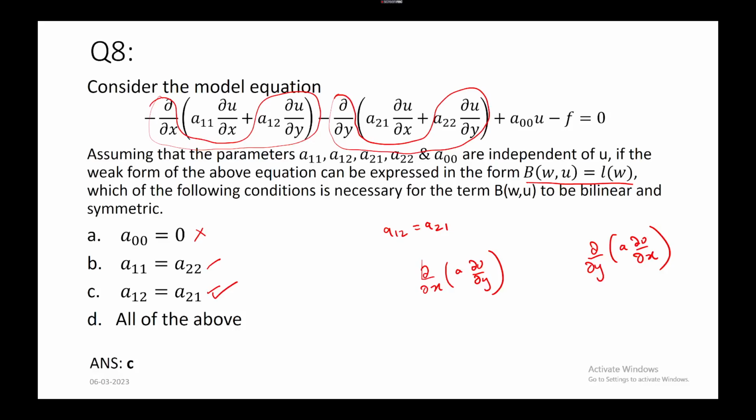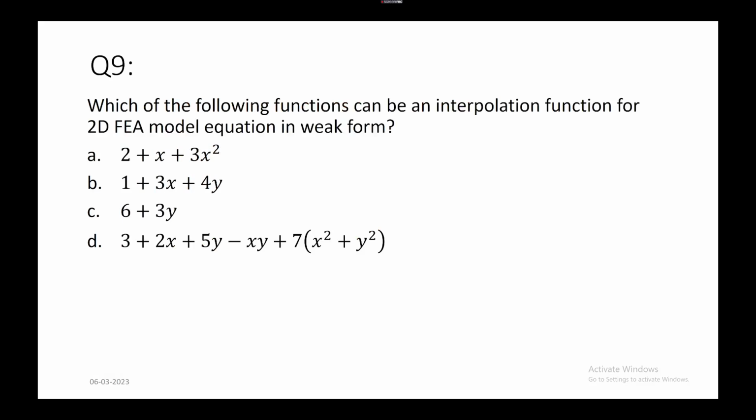So shall I... No, sir. No, go to... sir. Essentially, we need condition C. Yes, correct. Okay. Condition C is the main condition. A12 should be equal to A21. Okay, sir. Correct. Okay. So we'll go to the next question.